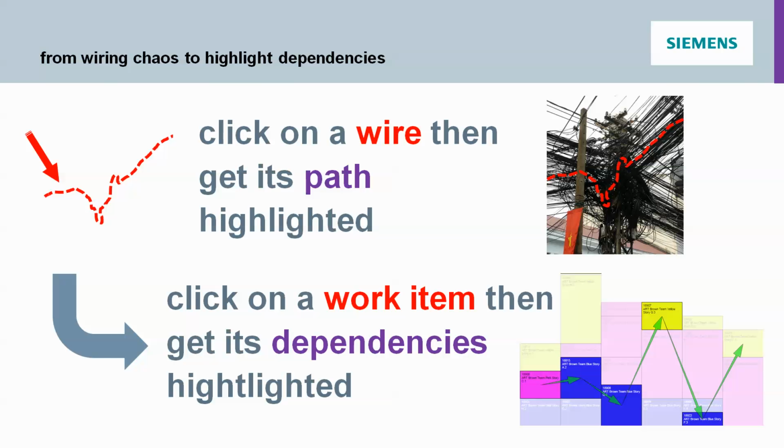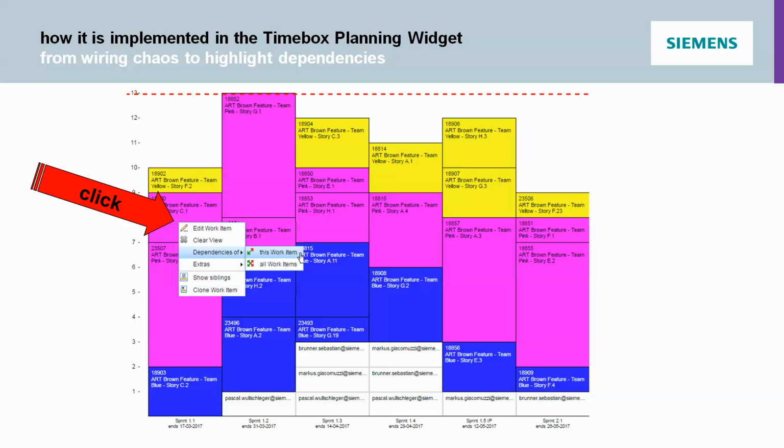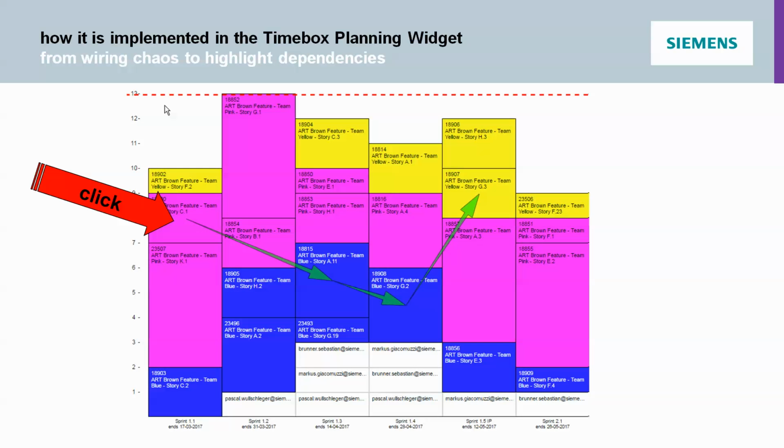How have we implemented this in our widget? This animation illustrates what I'm going to show you also in later demos. Please also note that we have directed dependencies. That's even better than just a string. So we just click somewhere in the box of the work item, right click, then we choose the menu dependencies of this work item, and then you can see the green arrows showing us who depends on whom.